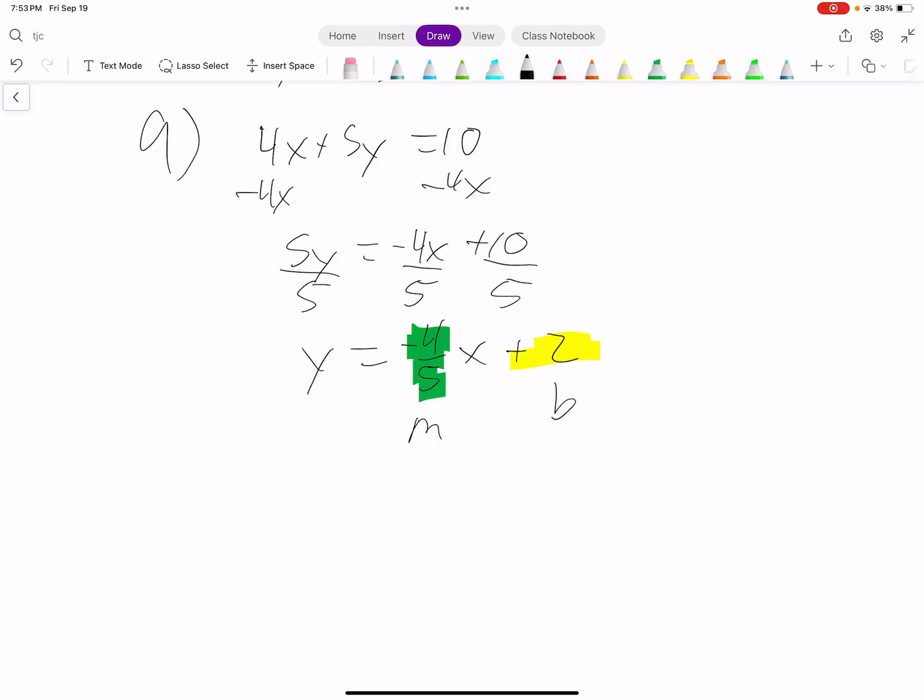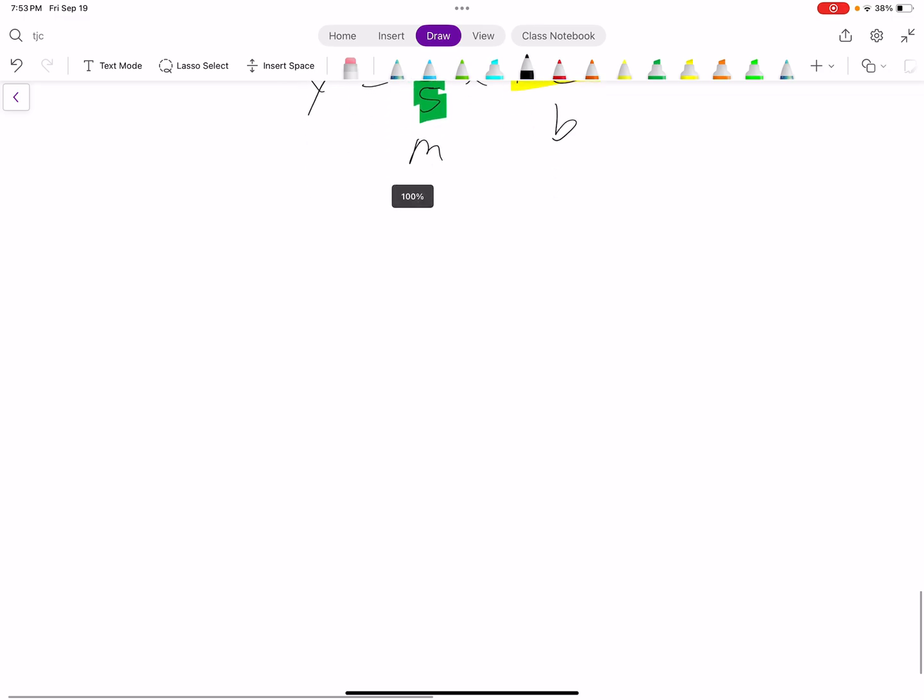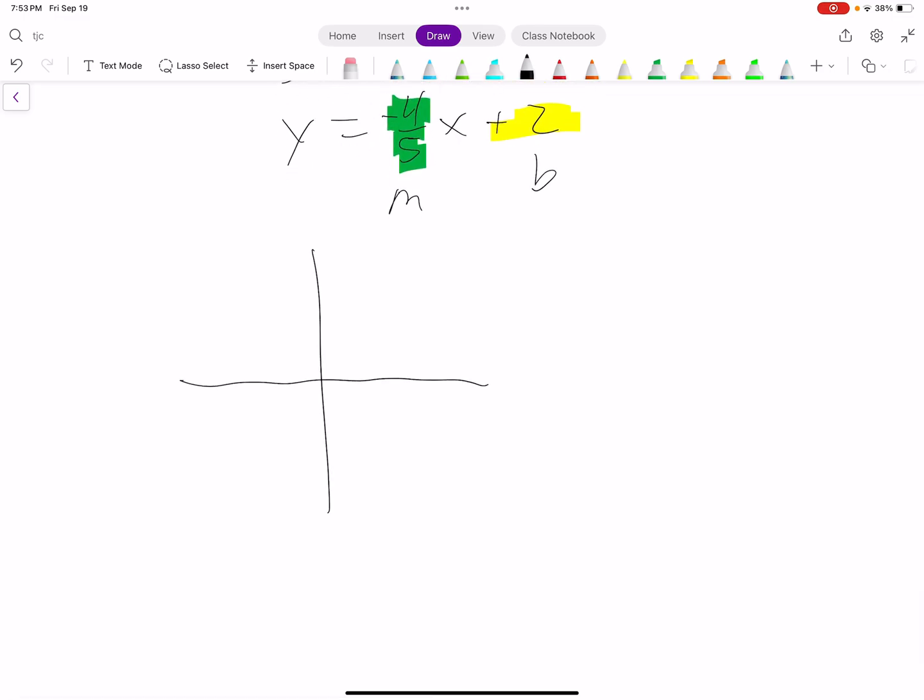Now we need to graph it. So to graph it, what you do is you're going to have a line like this. You're going to find 2 on the y-axis. That's the y-intercept. Then we're going to take the slope. The slope says go down 4 over 5. So we're going to go down 4: 1, 2, 3, 4. So we'll go down 4 and over 5: 1, 2, 3, 4, 5. So right here. So we went down 4 over 5, and then you just connect the dots, and we graphed it. Okay.